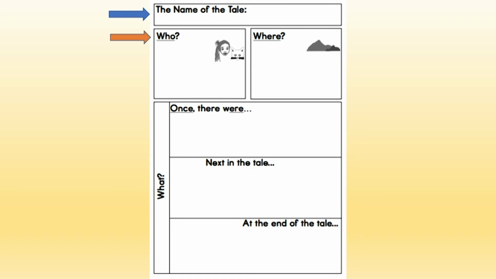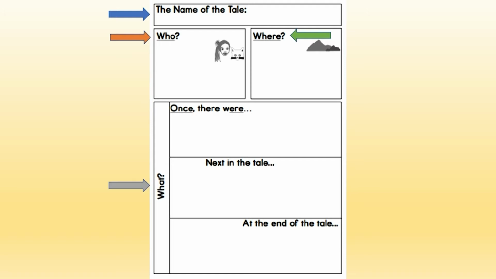The next two sections, who and where, here we should fill in information about the characters and the setting of the tale, and we'll put that in these two boxes. And remember, it's always best to use words right from the tale or story to describe the characters and setting as much as we can, because that helps us make sure that we're spelling correctly.